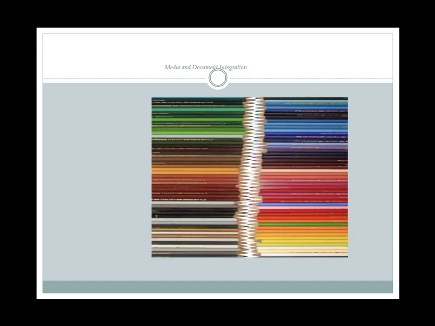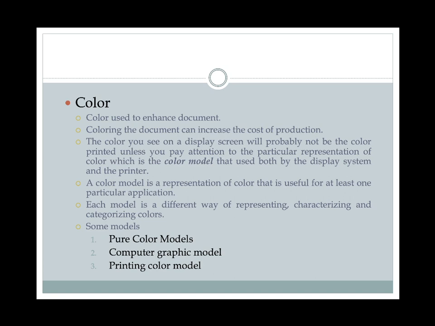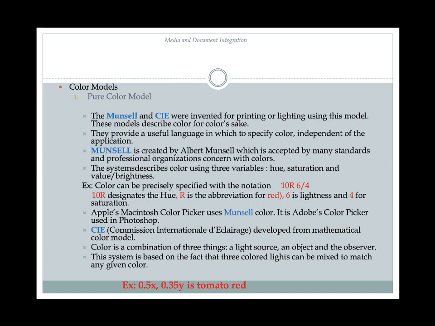So you can see here the pencil color. This is what we call the pure color model, also known as the Munsell and CIE, the ones who invented the printing or lighting to use this model. I would say we call this the Munsell model. And this color, especially the Munsell color, is the one that is used in Mac computers. But nowadays, the similar color is also being used in Windows computers.